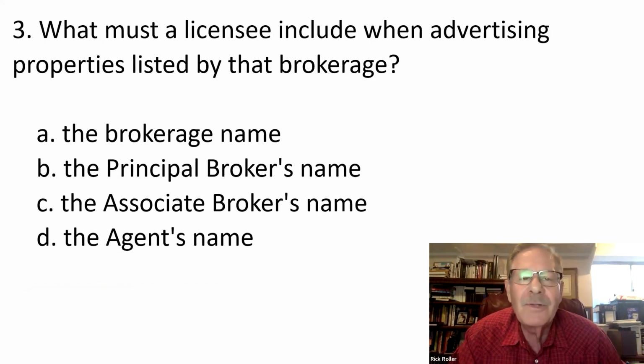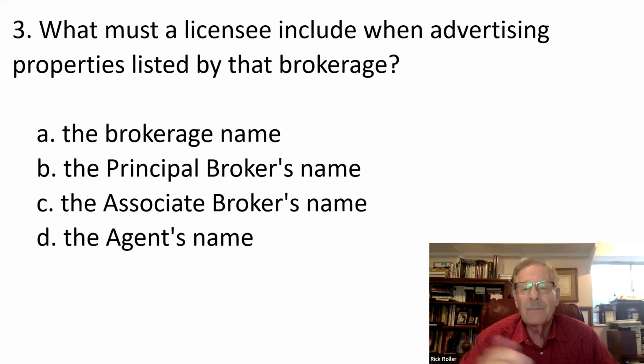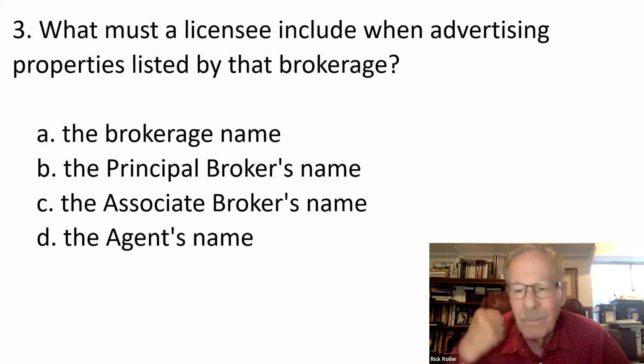Number 3, what must a licensee include when advertising properties listed by their brokerage? Okay, A, the brokerage name. B, the name of the principal broker. C, the associate broker's name. D, the agent's name.